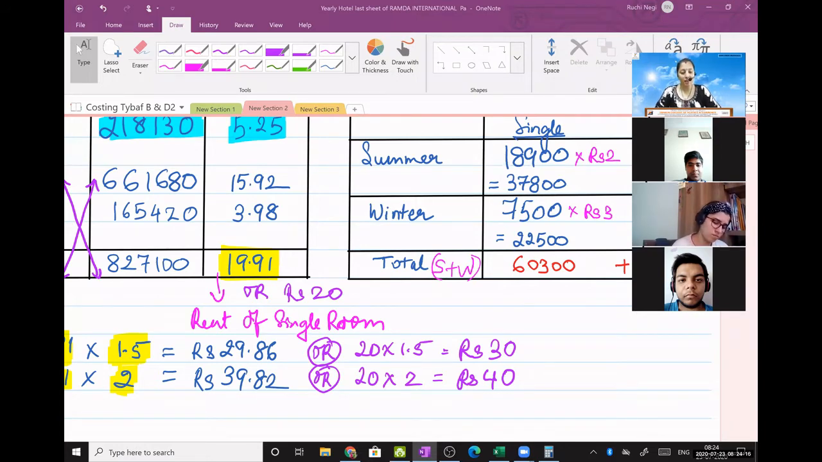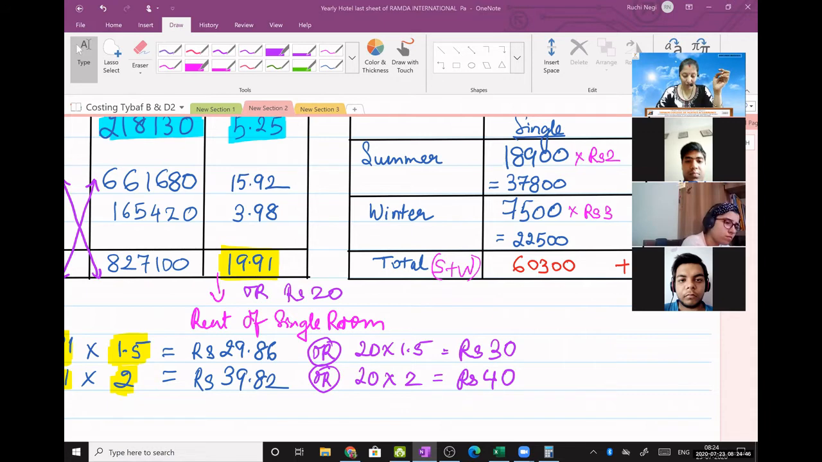Unless and until the question tells you to round off, don't round off. Keep it as it is. So 29.86 and 39.82 is actually the right answer. But here, since we know the final answer already, because these sums are from reference books, they only give the final answer. That means they must have rounded off the decimals to the nearest rupee. Clear?